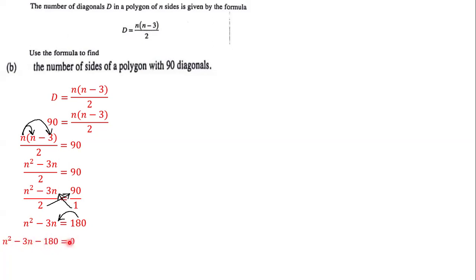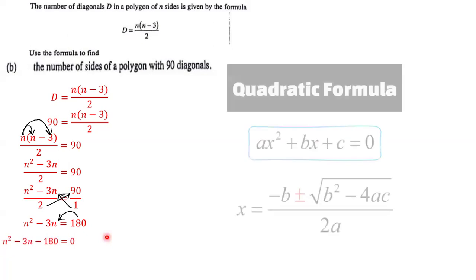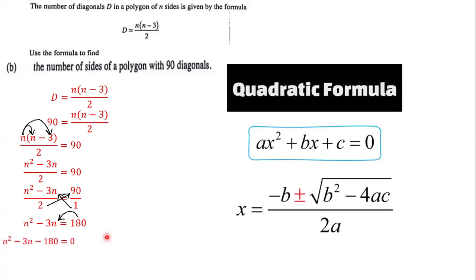This right here is a quadratic equation. And in order to solve this, we're going to use the quadratic formula. Now, the quadratic formula is helpful in solving quadratic equations. Indeed, the general form of a quadratic equation is ax squared plus bx plus c is equal to 0, where a is the coefficient of x squared, b is the coefficient of x, and c is a constant.